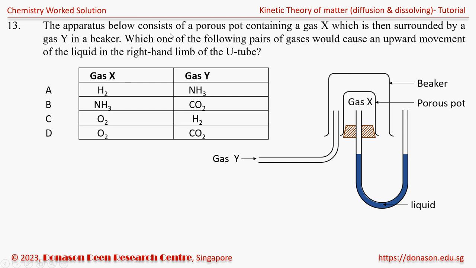The apparatus below consists of a porous pot containing gas X. This is a porous pot. A porous pot is a pot in which gaseous exchange can occur freely, which is then surrounded by a gas Y in a beaker. Gas Y is delivered into the beaker, which is outside the porous pot, via this delivery tube. Which one of the following pairs of gases would cause an upward movement of the liquid in the right hand limb of the U tube?